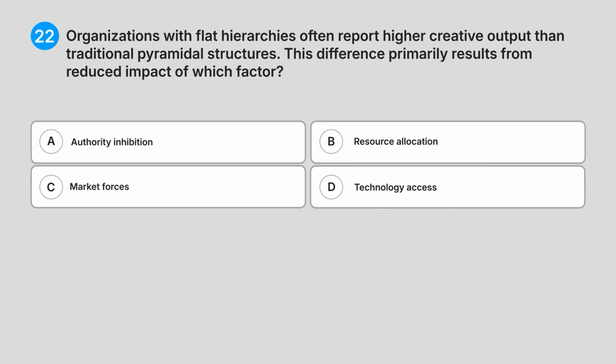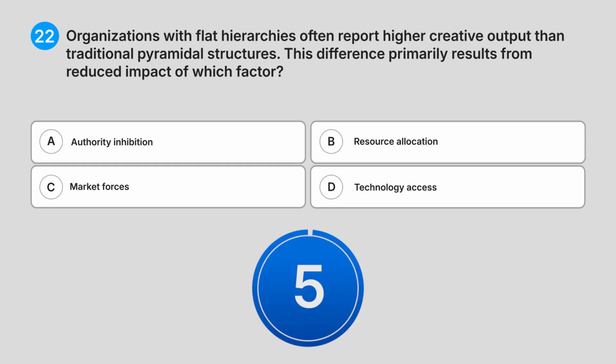22. Organizations with flat hierarchies often report higher creative output than traditional pyramidal structures. This difference primarily results from reduced impact of which factor? A. Authority inhibition. B. Resource allocation. C. Market forces. D. Technology access. Can you guess the answer?